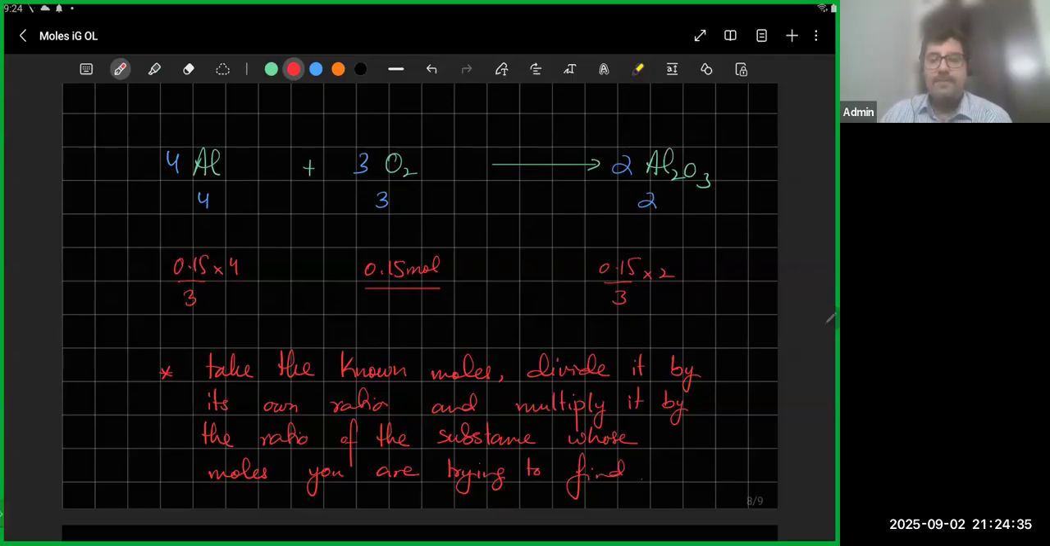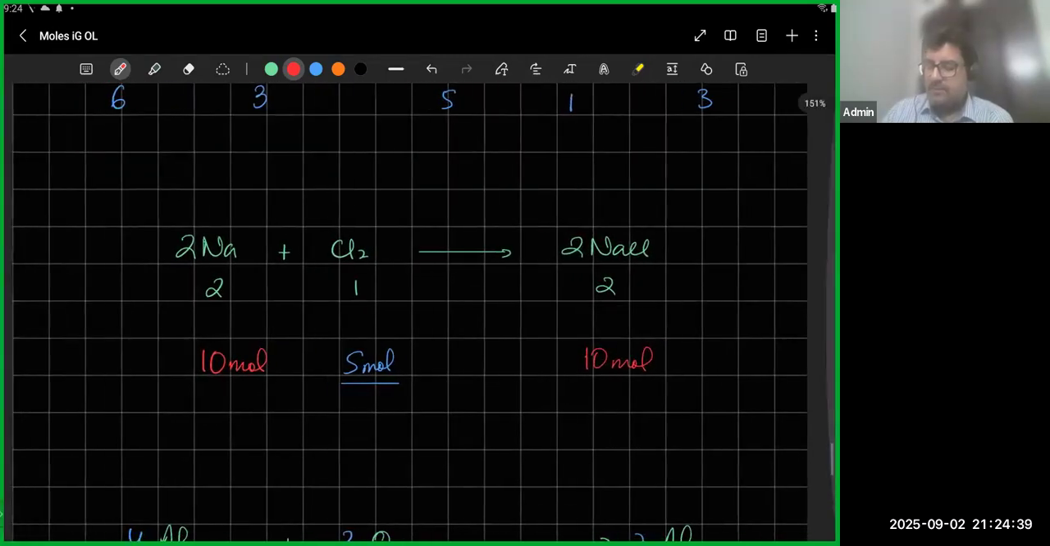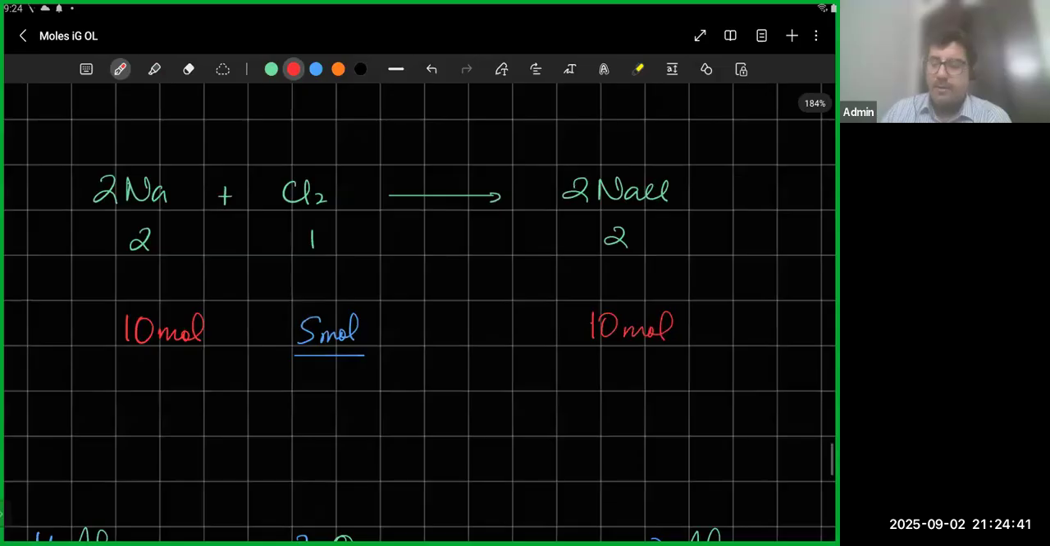Whose moles you're trying to find. So I'm going to apply this trick over here as well. Same thing over here. I'm just going to use the shortcut. I know what the reaction is and I know what the ratios are. So if somebody tells me that NaCl is 0.8 moles, and I want to find out the other ones, right?